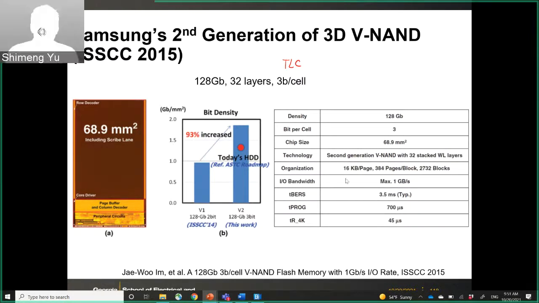I will not go into the details of the organization in terms of the number of pages and the number of blocks and so on, so you can refer to that. But here you look at the erase time, programming time, and read time. Those are typical numbers. Block erase needs 3.5 milliseconds. Program, 700 microseconds, especially if you want to do TLC. As we discussed before, you have to spend more time for the ISPP, the write and verify. And the random read needs like 45 microseconds.